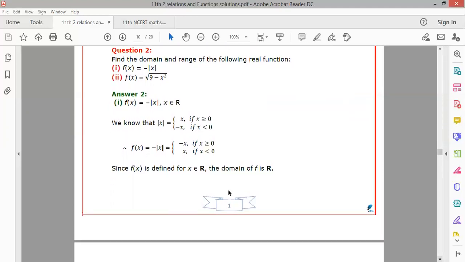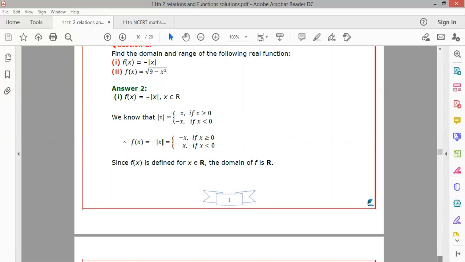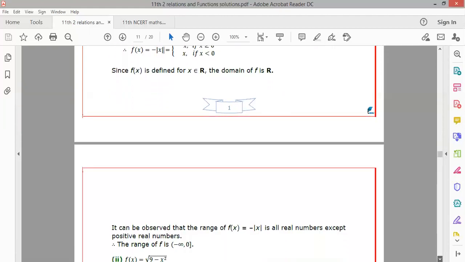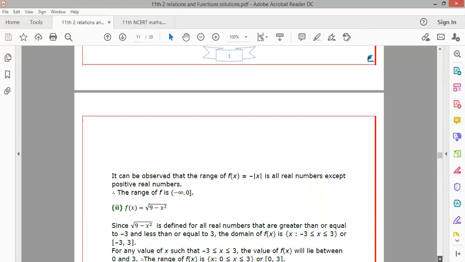So since f(x) is defined for x belonging to R, the domain of f is the real numbers. But what about the range? Range is not the whole real numbers. Range is the set of negative numbers, that is from minus infinity to 0.